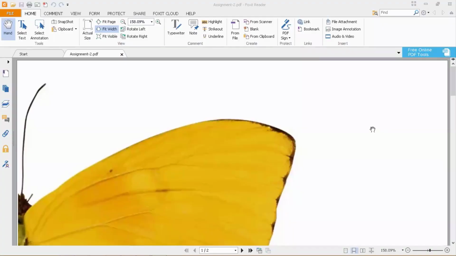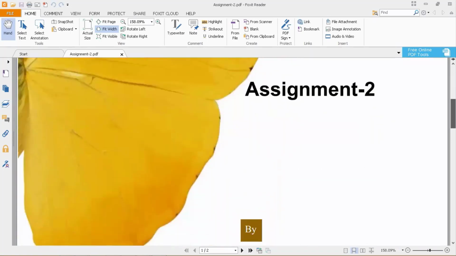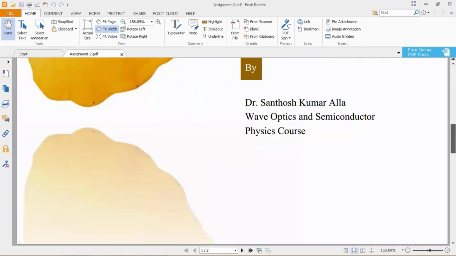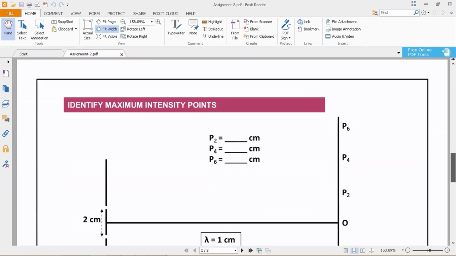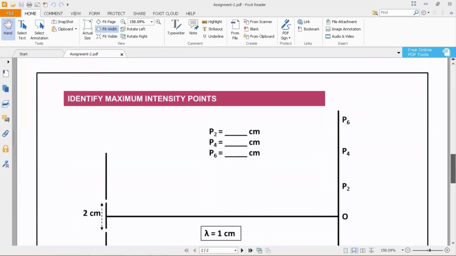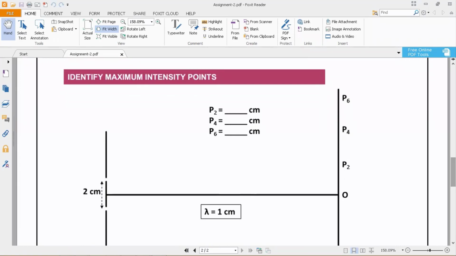Now this is Young's double slit experiment. Based on this, I want to give you an assignment on Young's double slit experiment. Don't think this is correct data. This is for simplicity, I just made this one. This is not exact data, so you have to keep that in your mind.